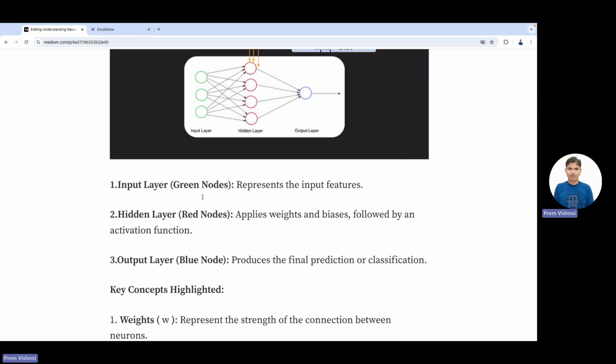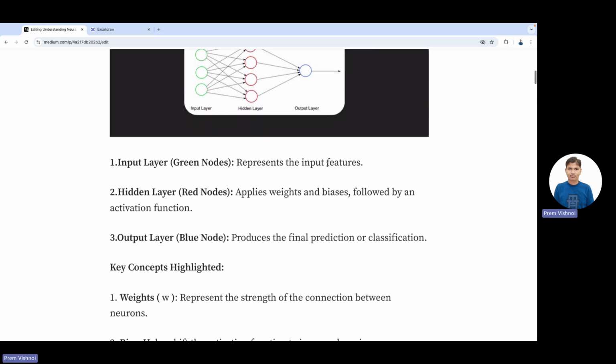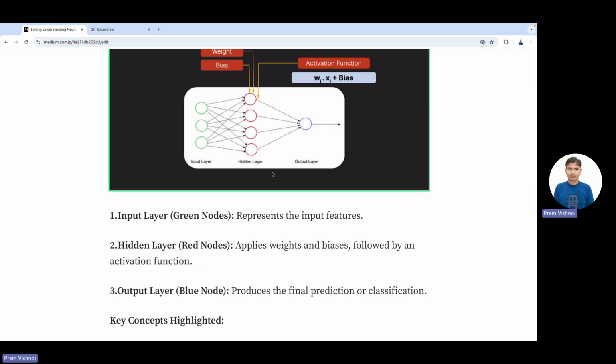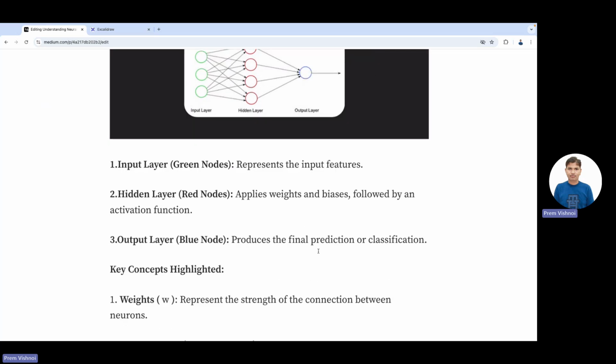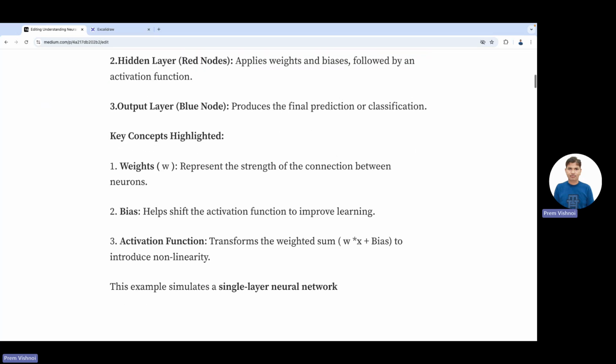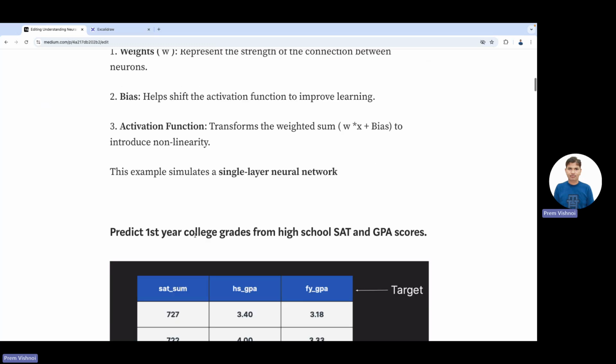And so the input layer, here you see the green represents the input features. The hidden layer applies weight and bias. Basically, the hidden layer is weight and bias followed by an activation function. The output layer is this layer, the blue dots, producing the final prediction and classification. Weight, bias, and activation function, these are very important things.